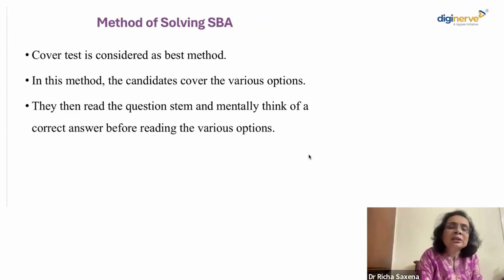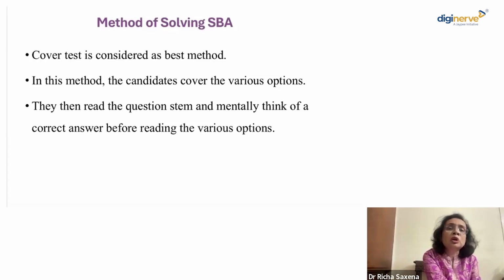So what is the best method of solving SBAs? As per the literature and as per the books, they say the best method for solving an SBA is the cover test. What you do in the cover test is you just cover all the options with your hand. You read the stem, and you read the lead-in question, and then you think of the answer in your mind. Once you've mentally thought of the answer, then you look at the options. If you have thought of the option in your mind and it is there in the answer, that means that is the correct answer.